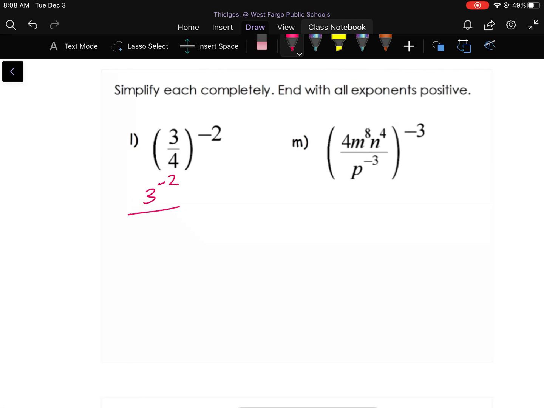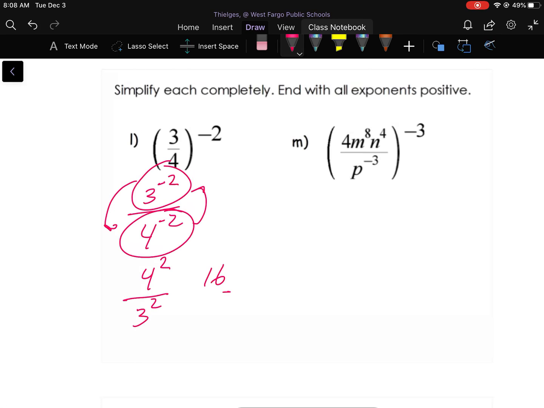3 to the negative 2 power. 4 to the negative 2 power. That's going to move up. That's going to move down. So I got 4 squared over 3 squared, or 16 over 9.